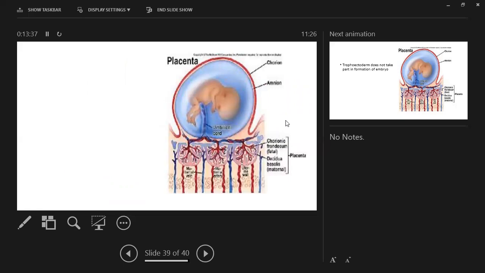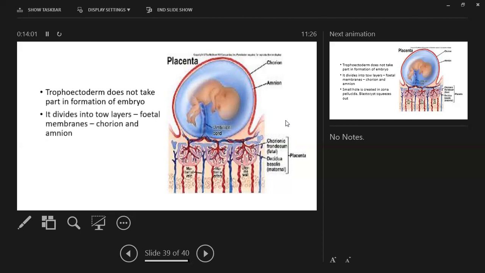This is the placenta. There are two layers: one layer is called the chorion, the other is the embryo. The chorion will form a connection with the blood vessels of the mother. The trophoectoderm or trophoblast does not take part in formation of the embryo. It divides into two layers called fetal membranes, chorion and amnion. Amnion is the amniotic fluid which surrounds the baby and protects the baby from shock or any pressure.